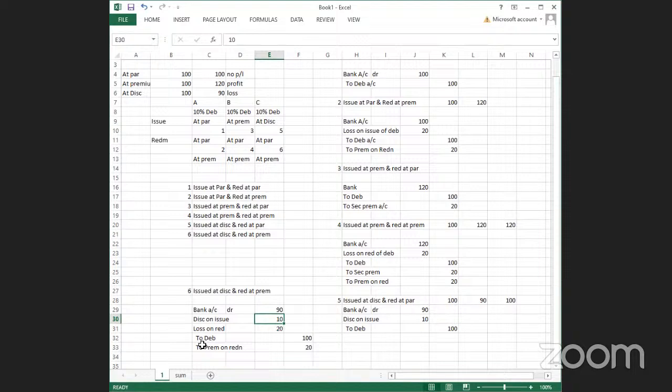So I hope you are clear with this issue of debentures.